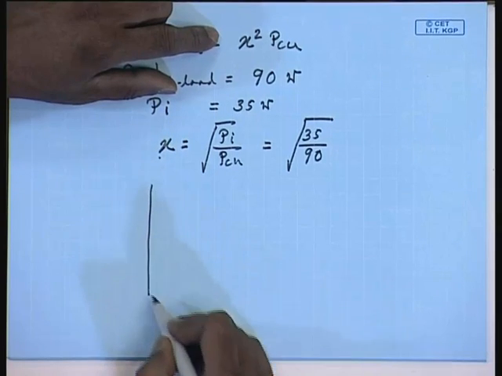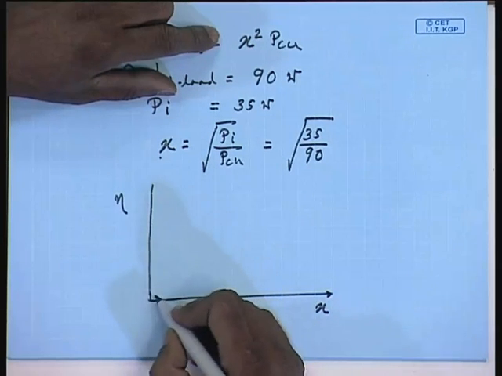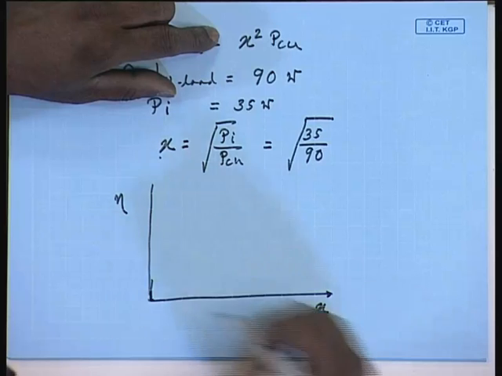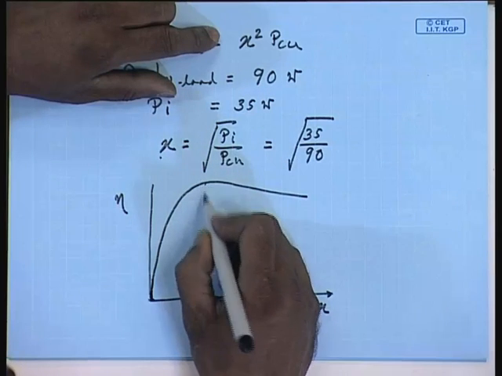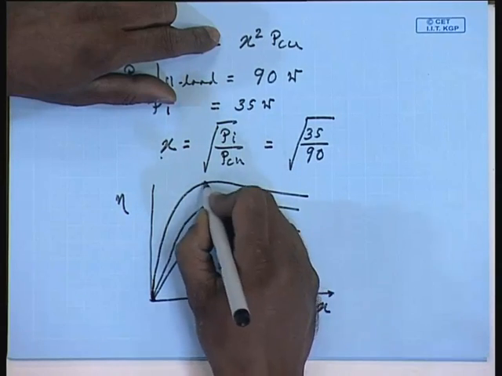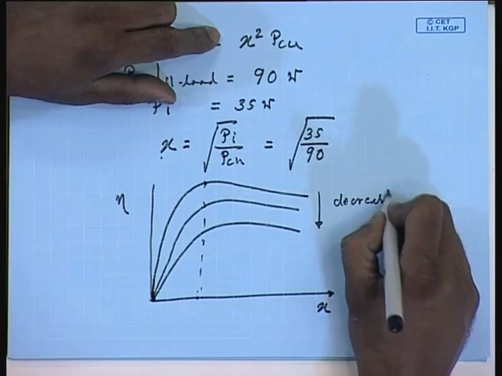It is to be noted that although the actual value of this efficiency is dependent on the power factor, the load at which the maximum efficiency occurs is independent of the power factor. So, the plot of efficiency versus percentage load will look somewhat like this. At 0 it is 0, but at different power factors the efficiency curves will peak at the same point. So, these are for decreasing cos phi.